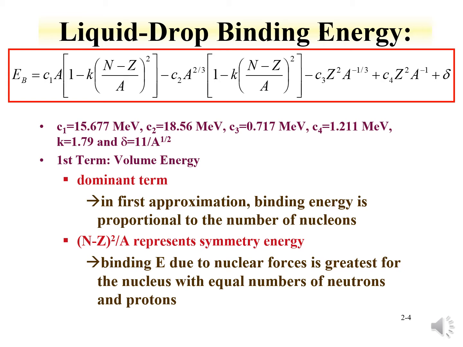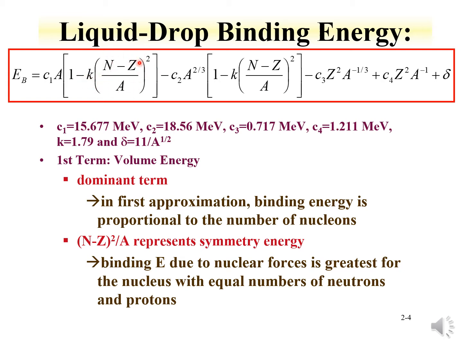So this first term is a volume term. It's the dominant term in the liquid drop model. And at first approximation, the binding energy is proportional to the total number of nucleons. So I've got a term here that describes the total number of nucleons.